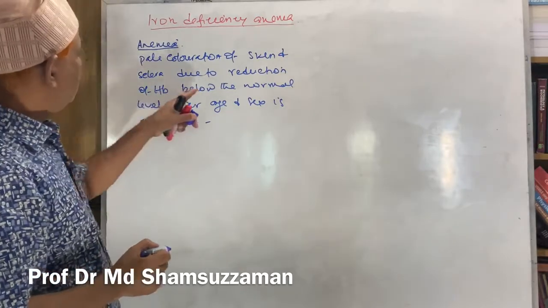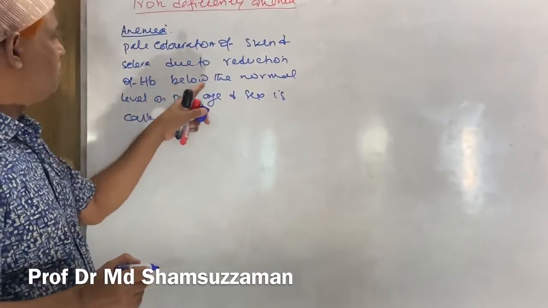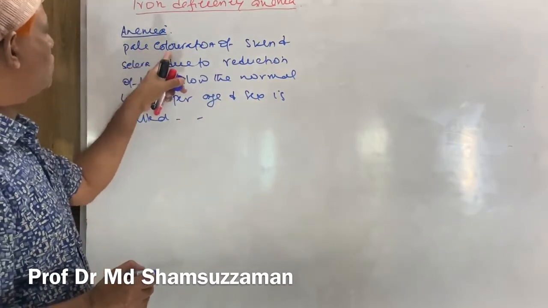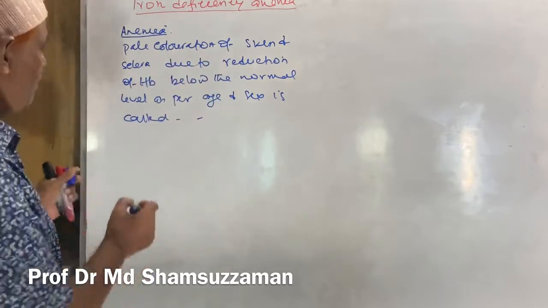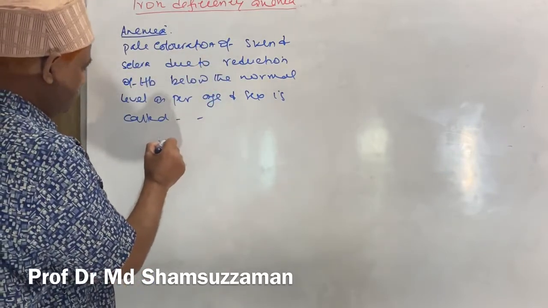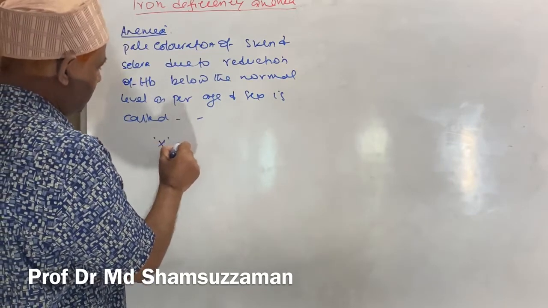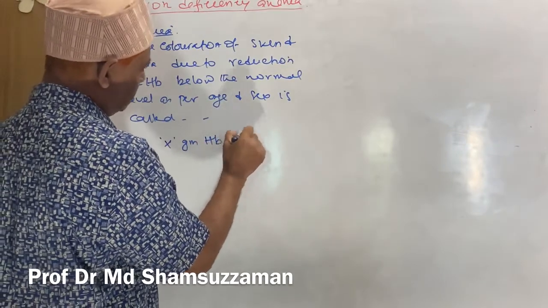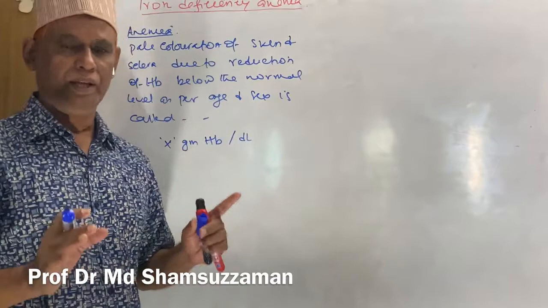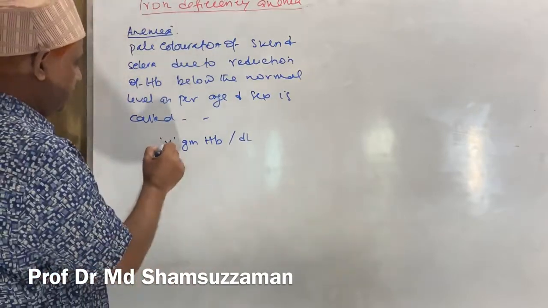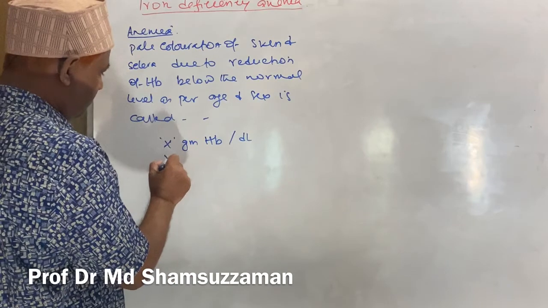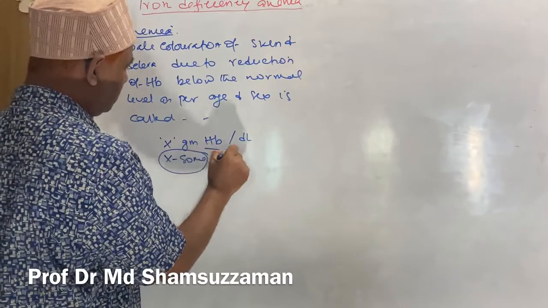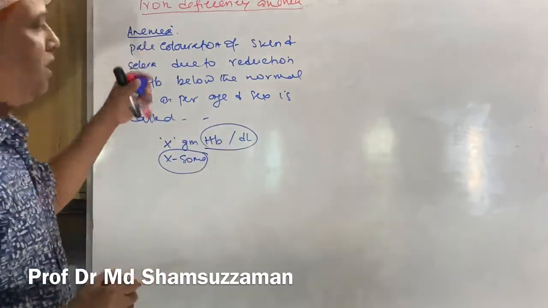Dear audience, it is reduction of hemoglobin per unit volume of blood as per age and sex that leads to pale coloration of skin, sclera and mucosa. Suppose X gram of hemoglobin per deciliter in a certain age and sex. If at that age and sex the hemoglobin becomes X minus some, this is the reduction of hemoglobin per unit volume of blood, and by definition it is anemia.